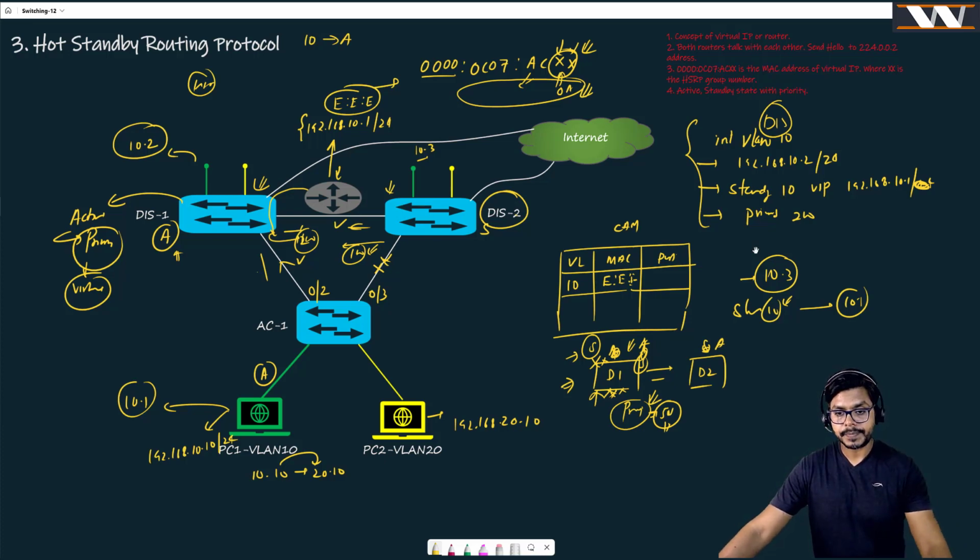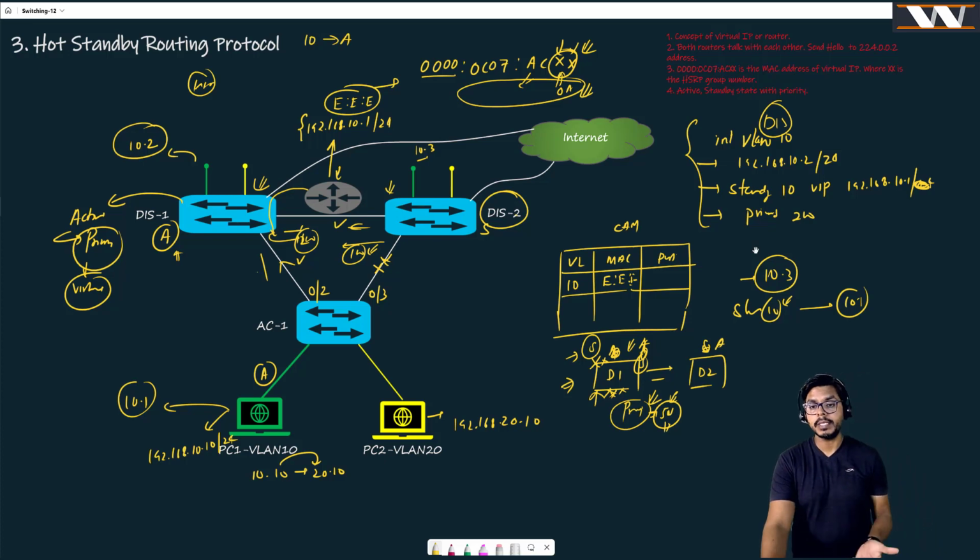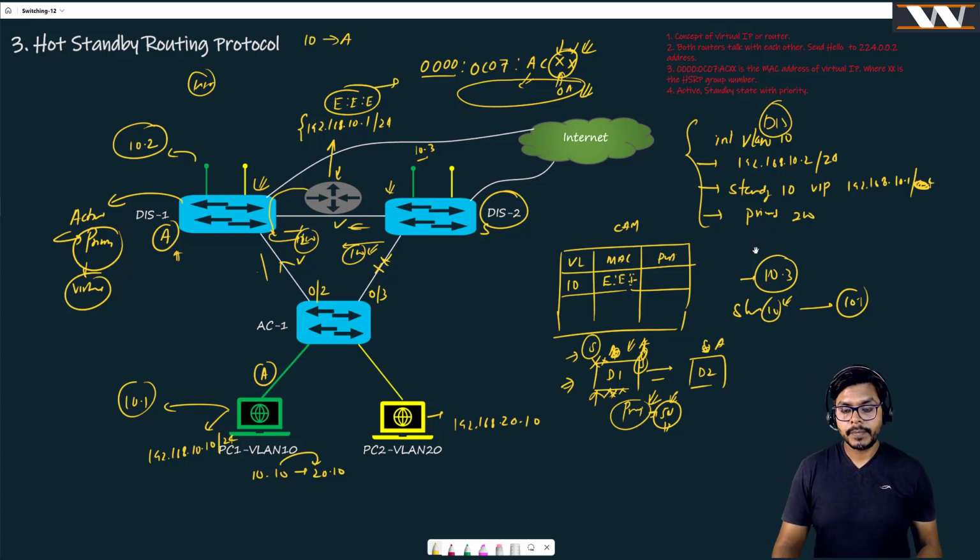Let's make this switch settle down, and when it settles down, then it should become active again. So preempt means you want to take your previous role. Whoever is the active, you do not care. You want yourself to be active because your priority value is more, right? But if you do not configure preempt here, then this switch is going to be in standby state until the active goes down. Okay.